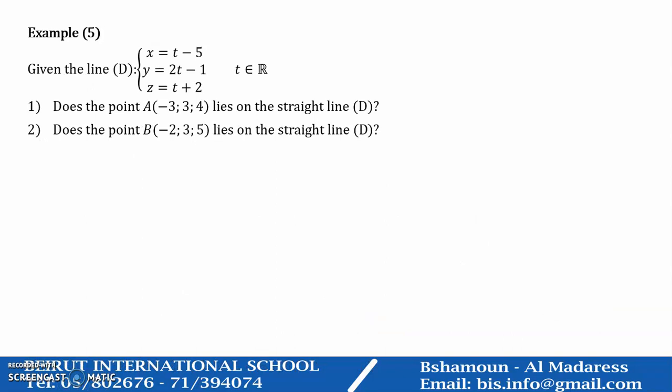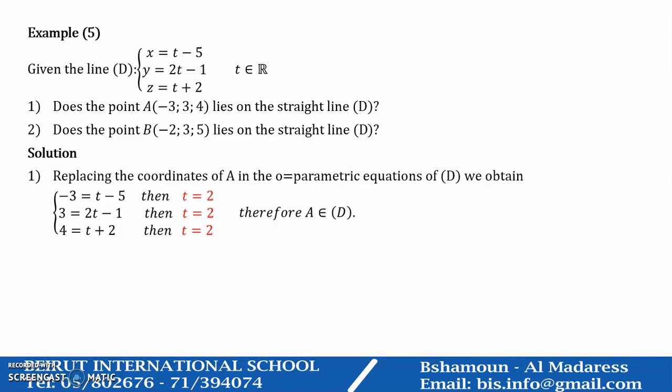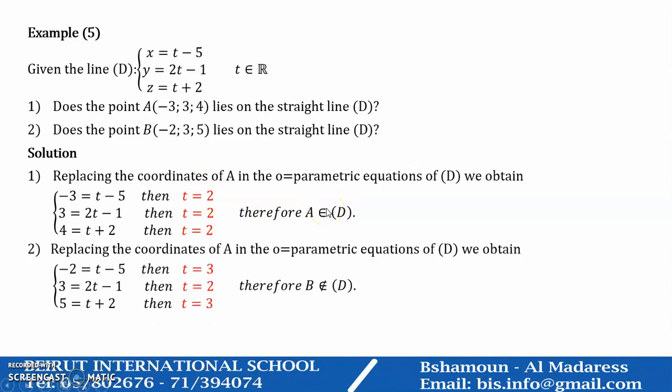Example. Here, they gave us the straight line D of equation x equals t minus 5, y equals 2t minus 1, and z equals t plus 2. They ask us if the point A is on the straight line D. First of all, I'm going to replace the coordinates of the point A in the parametric equations of the straight line. We obtain in the first equation minus 3 equals t minus 5, then t equals 2. The second one gives t equals 2, and the third equation gives us t equals 2. Since the three answers are compatible, I can say that A belongs to D.